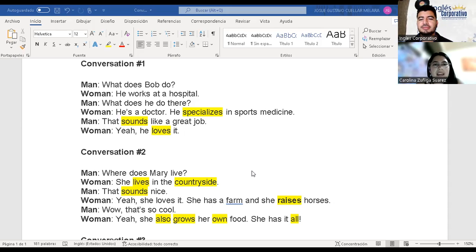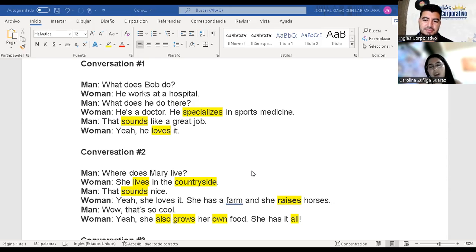He's a doctor. He specializes in sports medicine. Medicine. That sounds like a great job. Yeah, he loves it. Where does Mary live? She lives in the countryside. That sounds nice. Yeah, she loves it. She has a farm and she raises horses. Wow, that's so cool. Yeah, she also grows her own food.